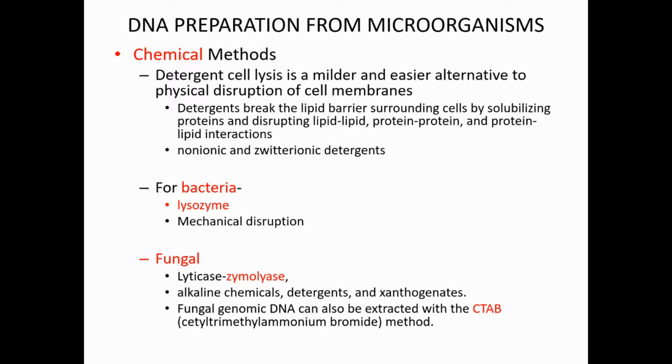For the chemical method, you use a chemical reagent. You use detergent cell lysis. It's a milder and easier alternative to the physical disruption of the cell membrane. Basically, the detergent breaks the lipid barrier surrounding the cell by solubilizing protein and disrupting lipid-lipid, protein-protein, and protein-lipid interactions.